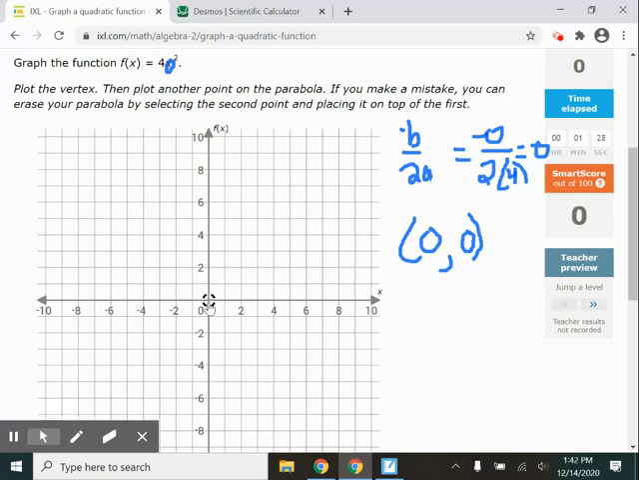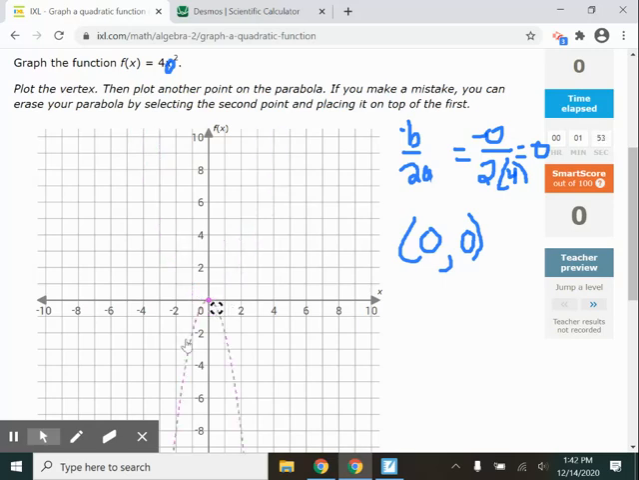I'm going to put my first dot at the vertex. And you see as soon as I click, that dot appears. If I want to get rid of that dot, you click over top of it again. And notice as you move out, your parabola changes. So to get my second point, I need to pick some other x value. You only have to pick one on one side because when you plot one on one side, it automatically plots the one on the other side.